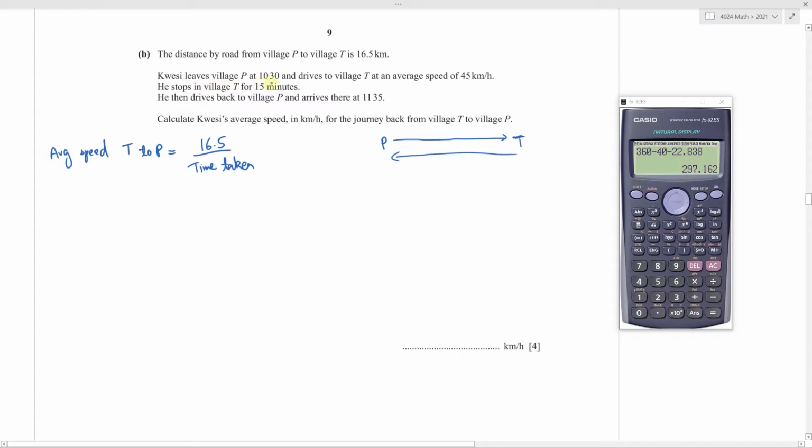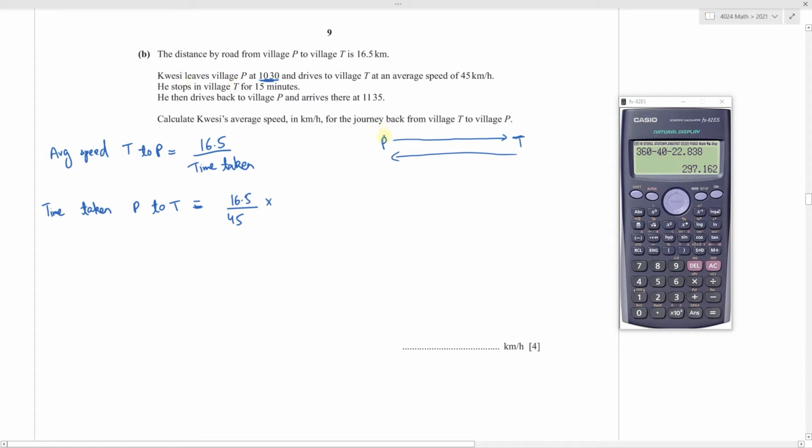Kawasi leaves P at 10:30 and drives to T at an average speed of 45 kilometers per hour. So first we need to find the time taken from P to T. It is distance, again 16.5, divided by speed. The speed is in kilometers per hour and the distance is in kilometers, so I can convert this into minutes, because I have to add this to the departure time, which was 10:30, to find the arrival time at T.